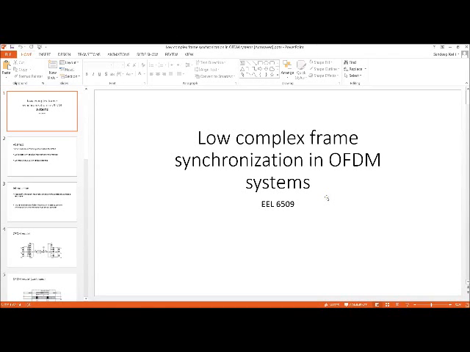Hi, I would like to talk about low complex frame synchronization in OFDM systems. As the time is limited, I'm just going to give a brief outline about the project and its results.